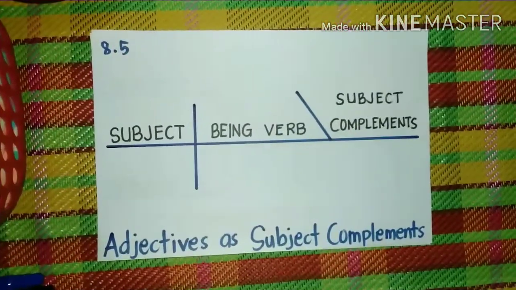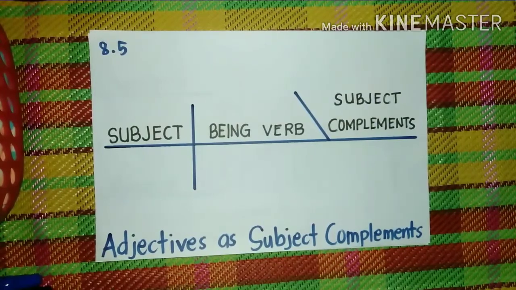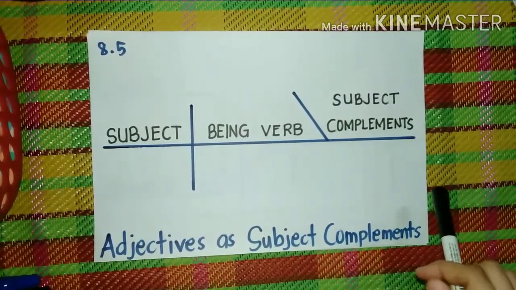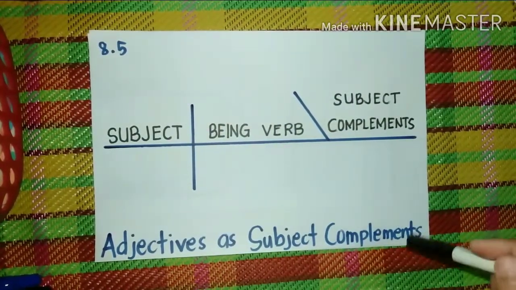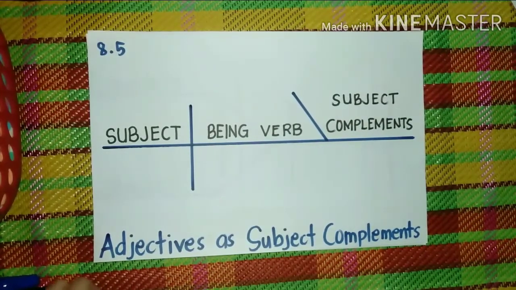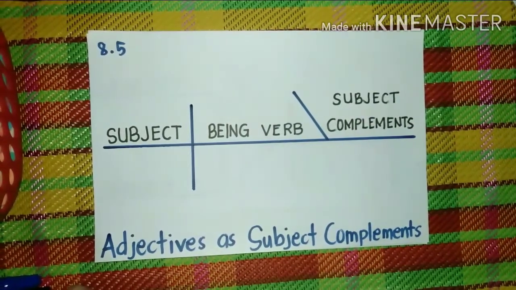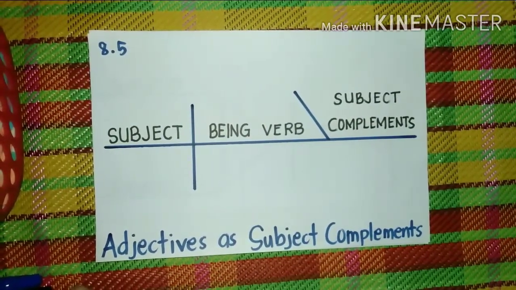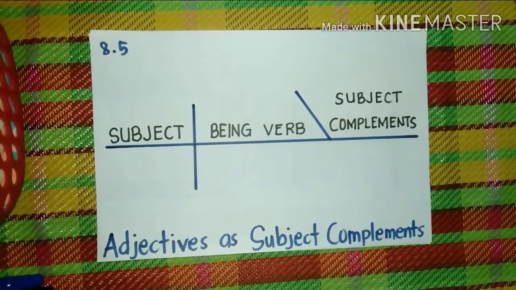For the continuation of the topic in diagramming, this is the first lesson for this week, and it's about adjectives as subject complements. But before we proceed with how this diagram could function, let me first describe what a subject complement is. A subject complement comes after a being verb. Some being verbs are is, are, was, and were. A subject complement tells more about the subject of the sentence. An adjective can be a subject complement.